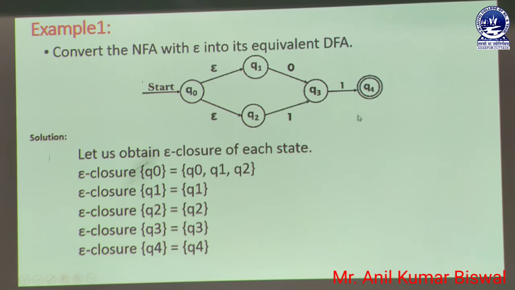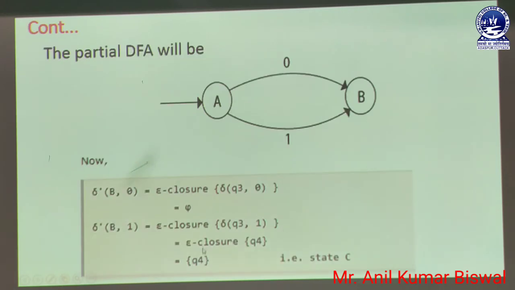Here Q4 is known as a final state. Here we can already mention in this slide, whenever Q3 takes an input symbol 1, it creates a state known as Q4. For that Q4 we need to find its epsilon closure. Since Q4 is a self state, its epsilon closure is the same state, that is Q4.